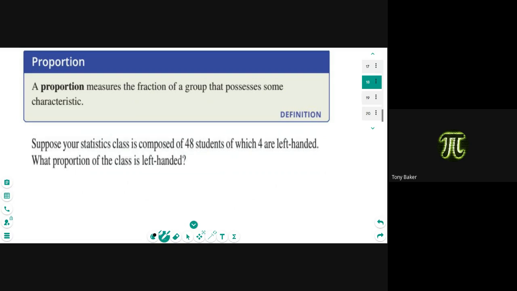So I have 48 students in my class. 4 of them are left-handed. What proportion of the class is left-handed? It's 4 out of 48. So you're going to divide 4 by 48 and get that number, which I believe comes out to be 0.083. So about 8.3%. That's it. That's all a proportion is. That's section 4.6. That's all section 4.6 is.